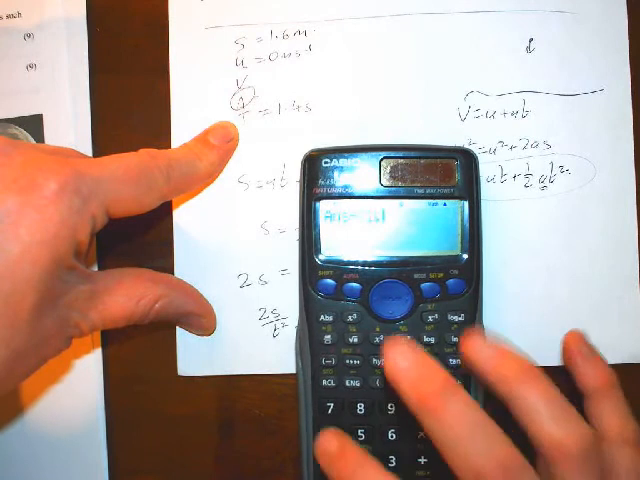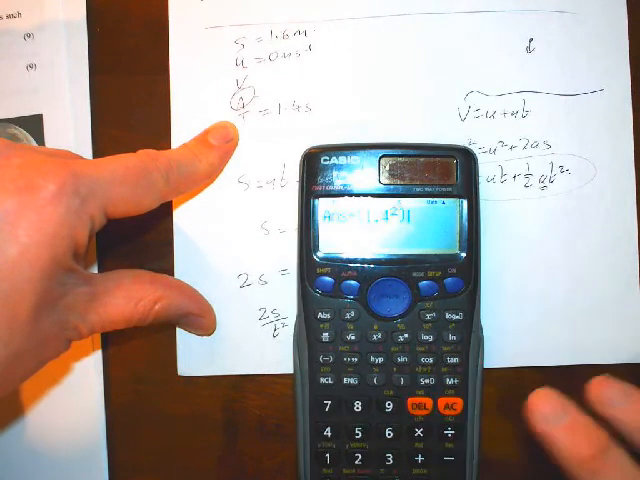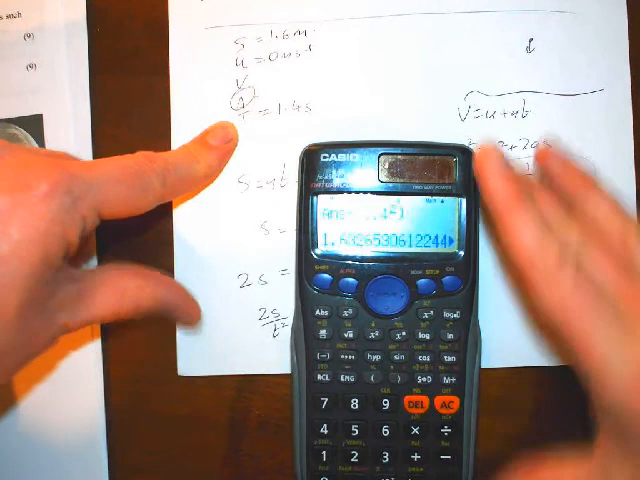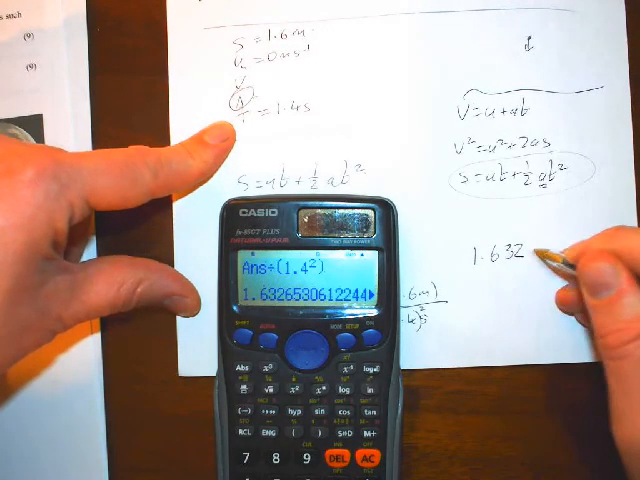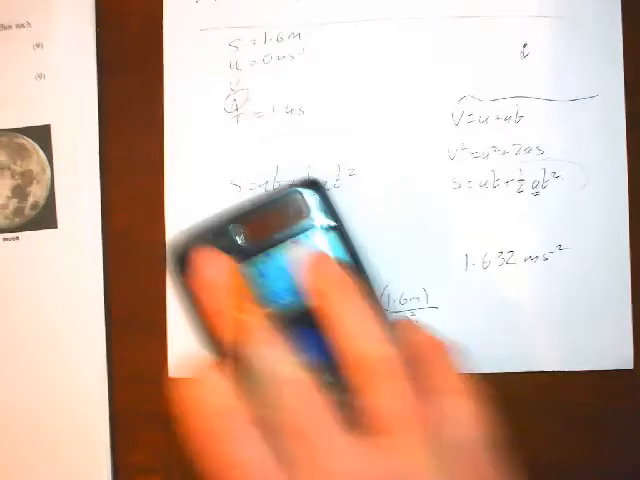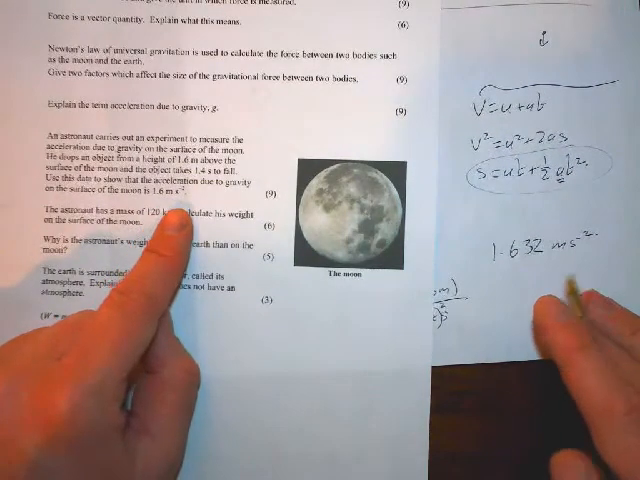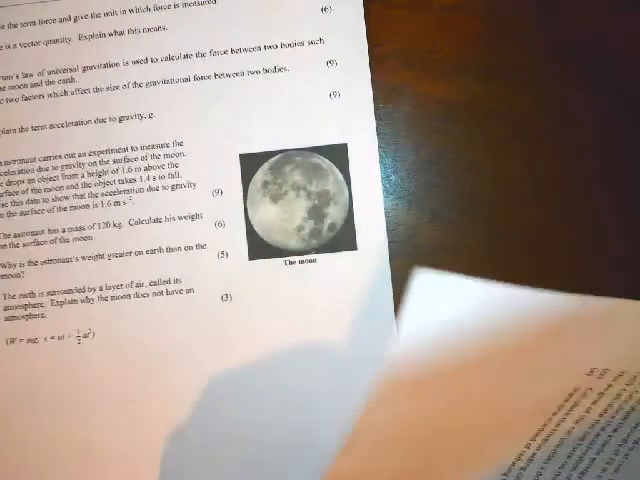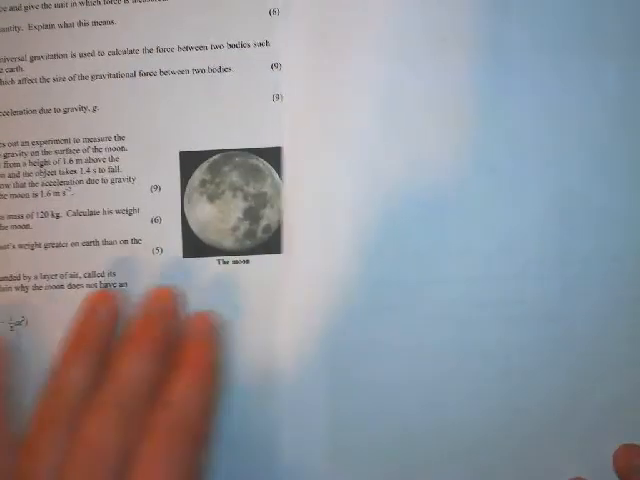So 1.6 multiplied by 2, divided by, and then here's where people often get mixed up. If you're using brackets, make sure to close your brackets. 1.4 squared, close bracket, gives me a value, when I press S-D, of 1.632 meters per second squared. And that's what they wanted us to prove, that the acceleration due to gravity on the surface is 1.6. Job's done.